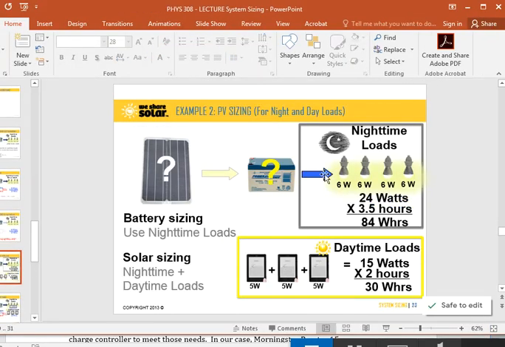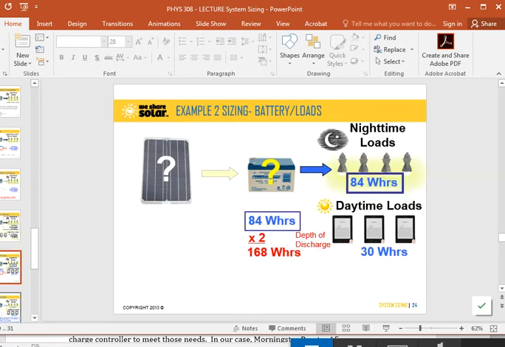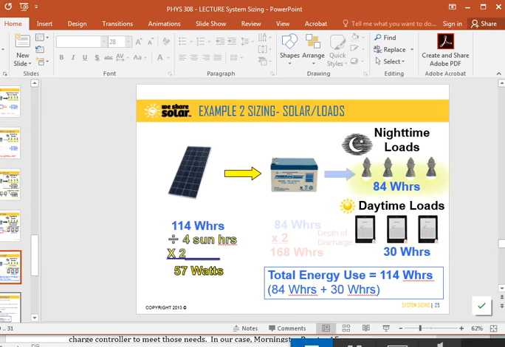Okay. So in this case here, the nighttime loads we calculated as 84 watt hours, but the daytime loads as 30 watt hours. Again, there's that multiplied by 2, the 15 watts from 5 and 5 and 5, and then we estimate that it's needed for 2 hours per day. And this is just a guess based on this example here. So we've got 84 watt hours, and the daytime load is 30.